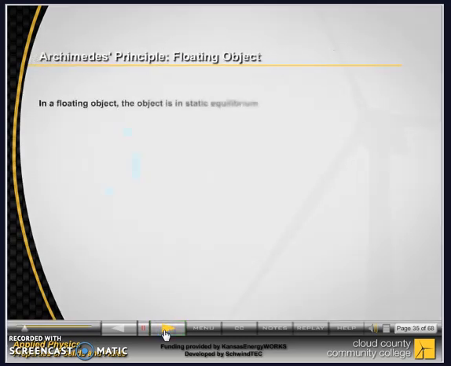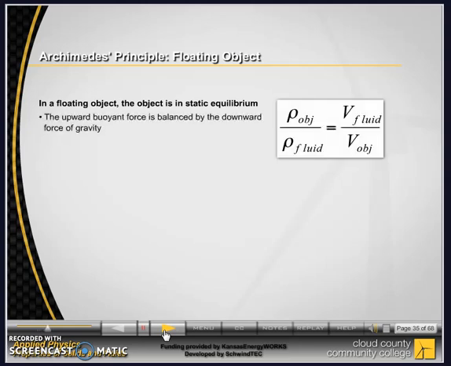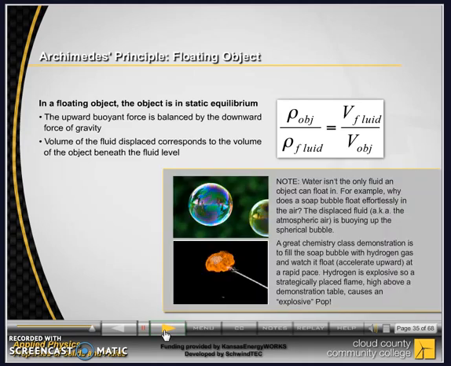In a floating object, the object is in static equilibrium. The upward buoyant force is balanced by the downward force of gravity. Volume of the fluid displaced corresponds to the volume of the object beneath the fluid level.